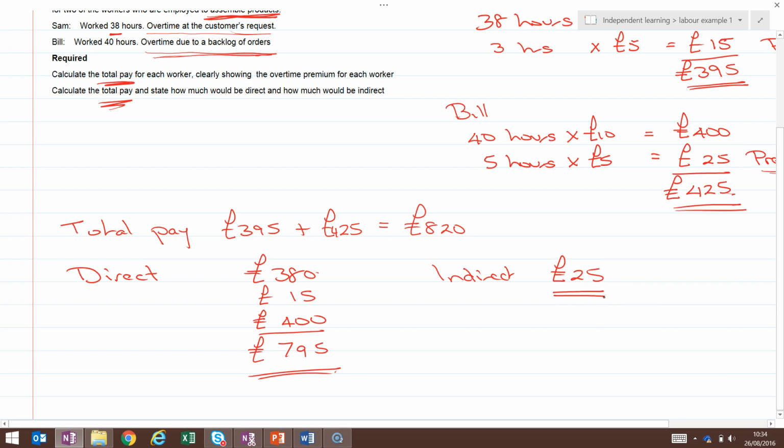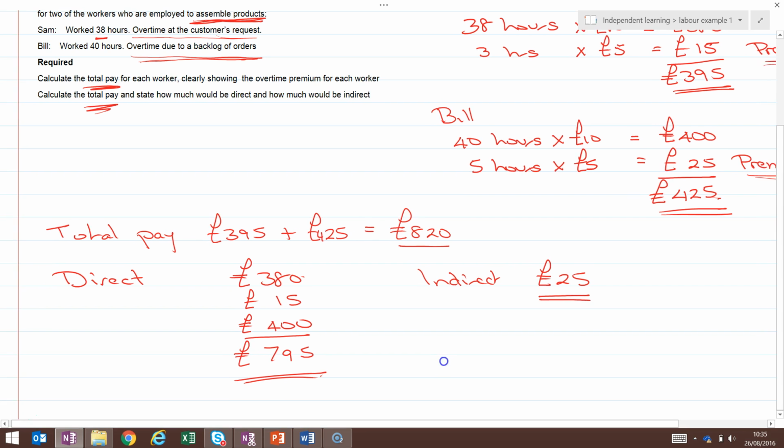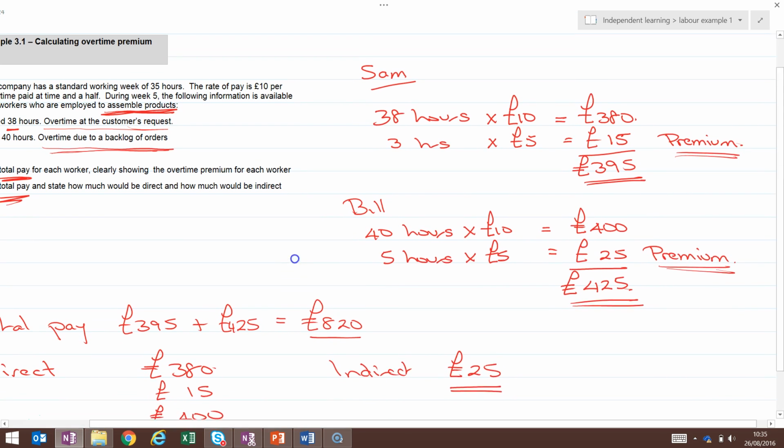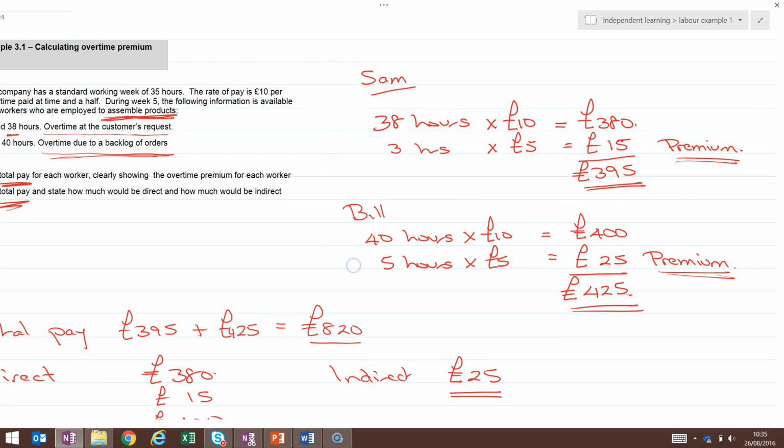So that's the question completed. We've calculated the total pay, 820, stated how much of it would be direct, 795, and how much would be indirect. So you can hopefully see that if you approach your calculation in this manner, it then makes it very easy to pick out the premium, and it also makes it easier to decide how much is direct and how much is indirect. So please do practice it this way.